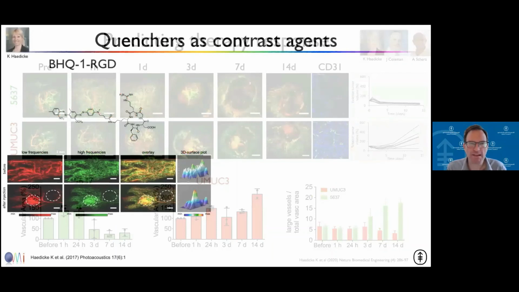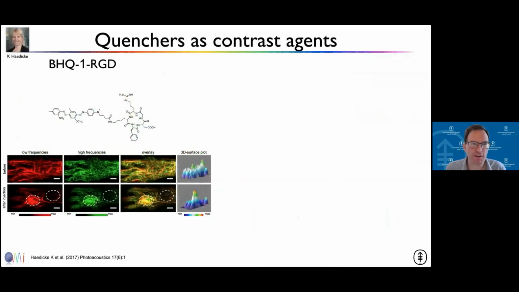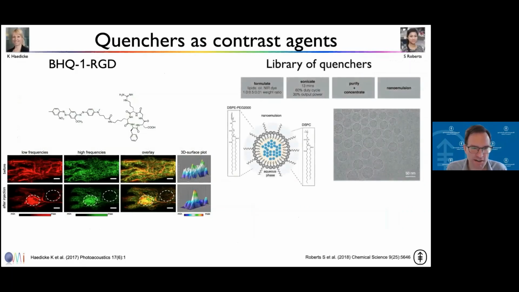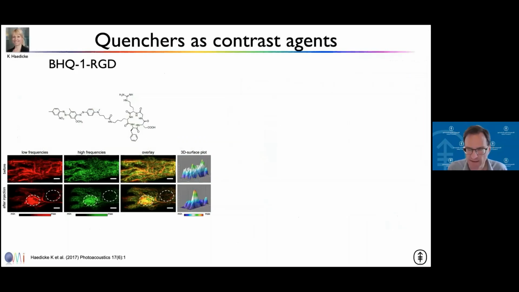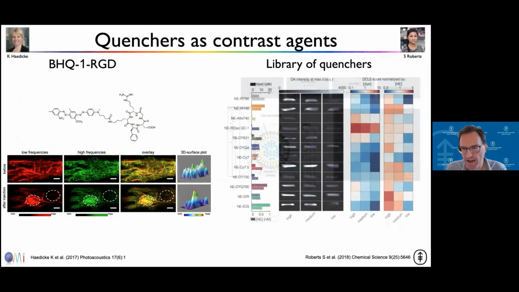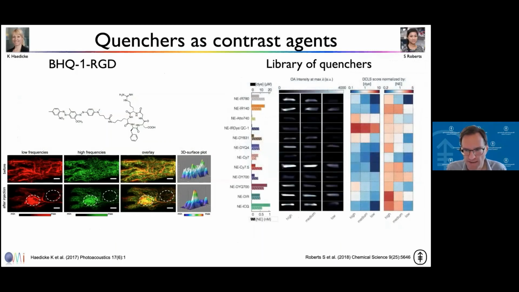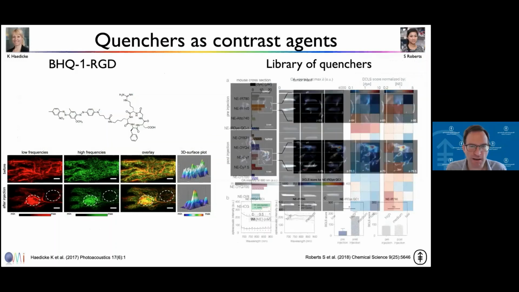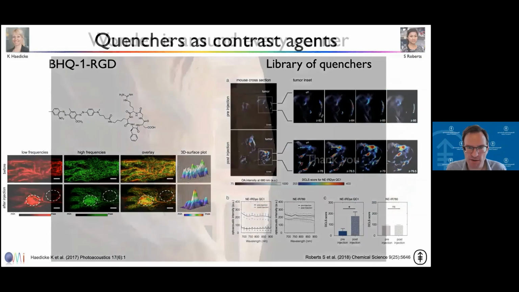We developed some agents, just to show that quickly. Quenchers as contrast agents for optoacoustic. Here's a black hole quencher 1, imaging RGB, so the vessels, and then again from Thomas Reiner's lab when it was still at Sloan. There's a whole library of quenchers we went through and checked which one works best for optoacoustic imaging as a contrast agent here, the images.